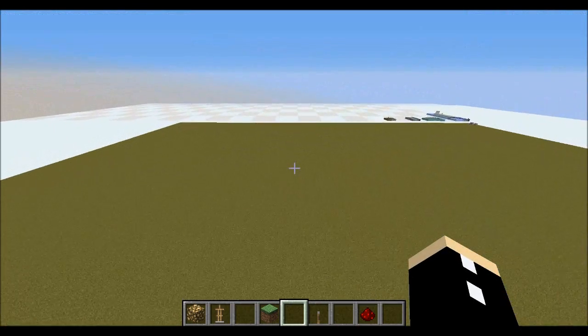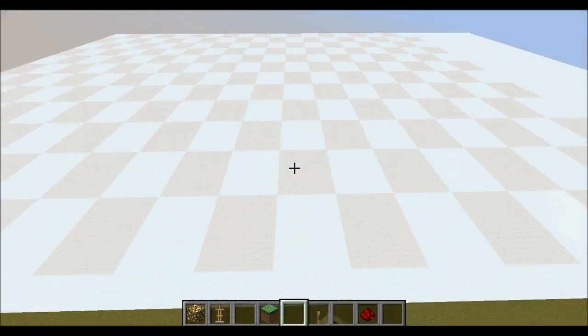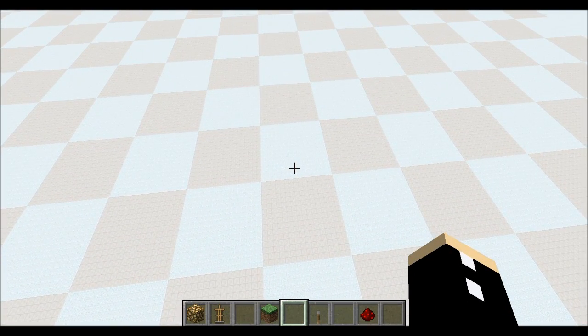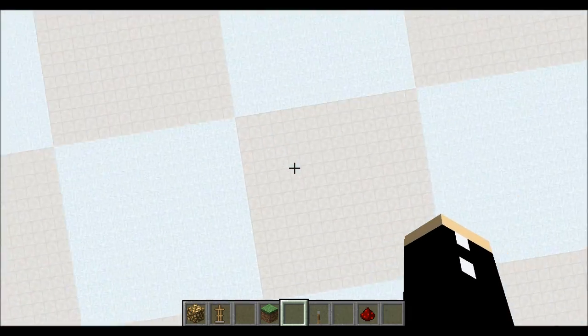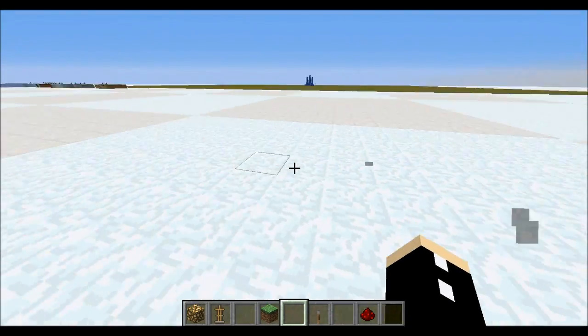Well, I've illustrated kind of what a chunk is over here. These sections here are all chunks. Now a chunk is a 16 by 16 by 256 region in the Minecraft world. This is one chunk, this whole quartz area, and this snow here is a different chunk.